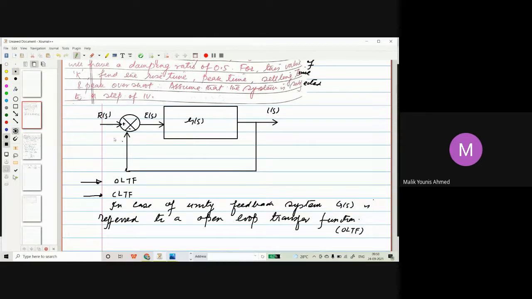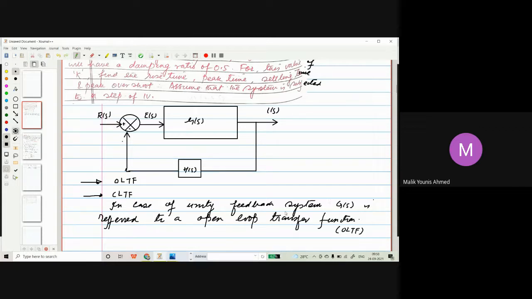Okay, a question can arise, sir, how G(s) is open loop transfer function when it is connected to closed loop transfer function as I have shown above. See, here is a feedback. I can change the feedback. Let me change it with this rubber. Now let me draw the feedback also. I'm drawing the feedback here. That feedback is H(s).